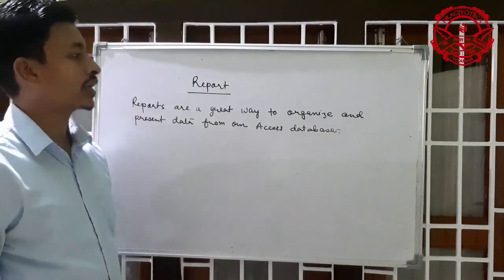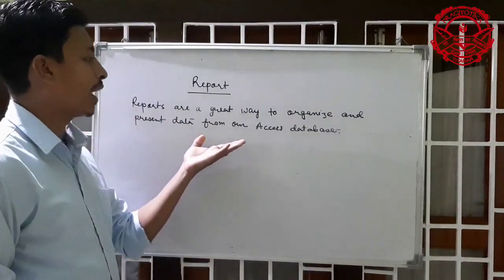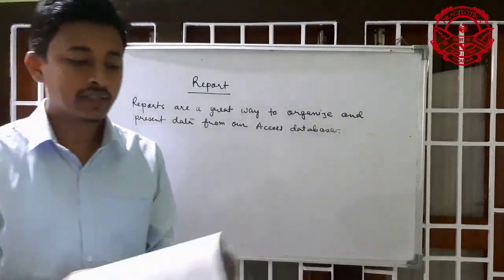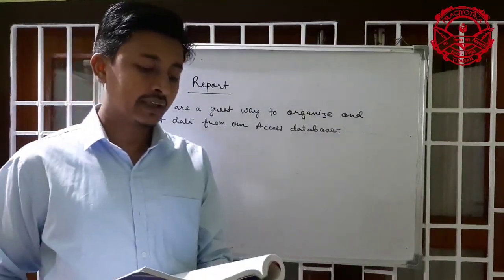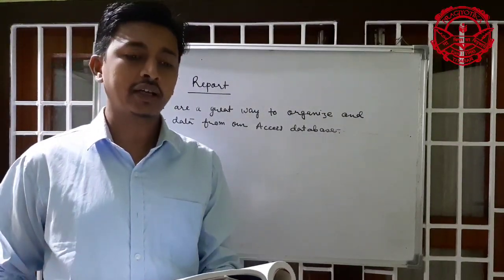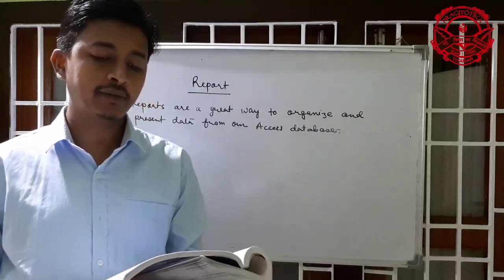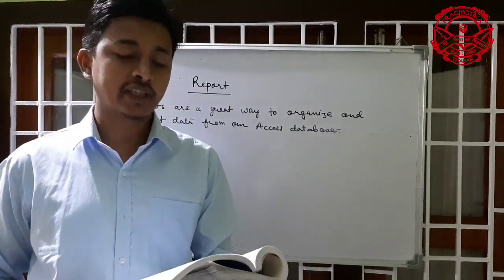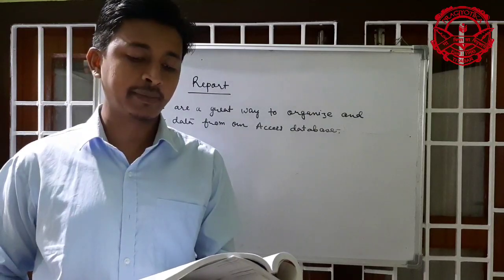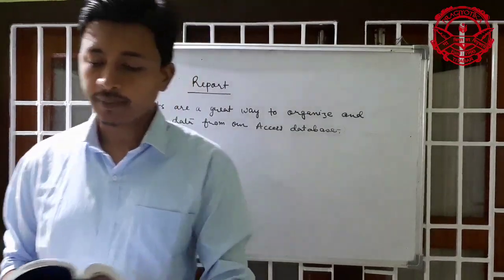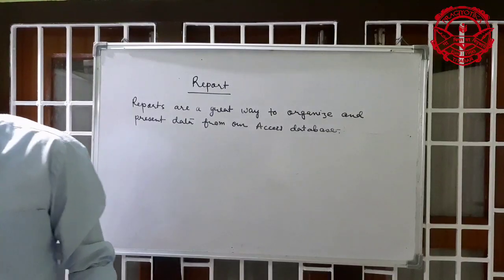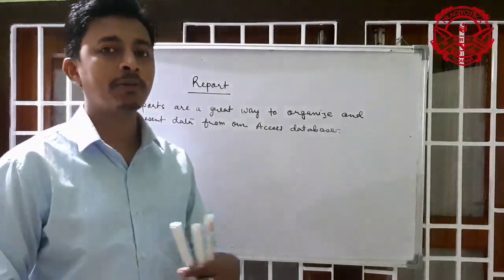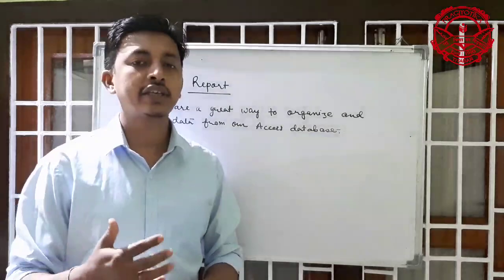Reports are a great way to organize and present data from our Access database. You can see in the book, reports are an effective way to present your data in a printed form. This enables others to understand the data and facilitate decision making. You can control the size and appearance of everything on a report. With the help of reports, we can print the information from the database. So it is the easiest way.